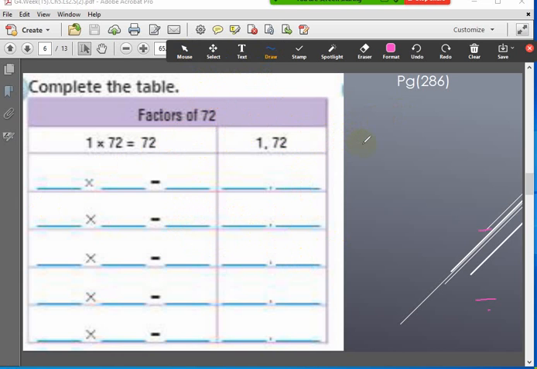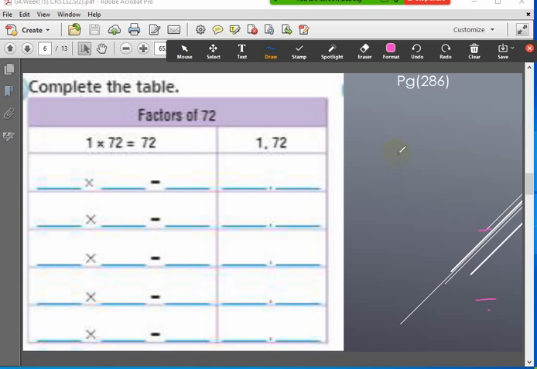So I will use the rules. First thing, I will start from the first number, number 2, in the table, girls. You have to save this table. Okay, so can I divide 72 by 2? Look, the rule told me that the number must be even number. Yes, very good. Yes, I can divide it by 2.